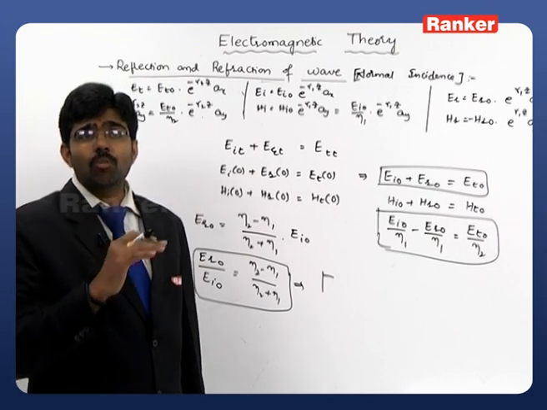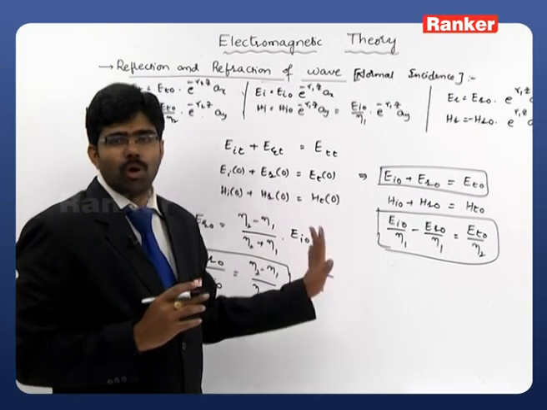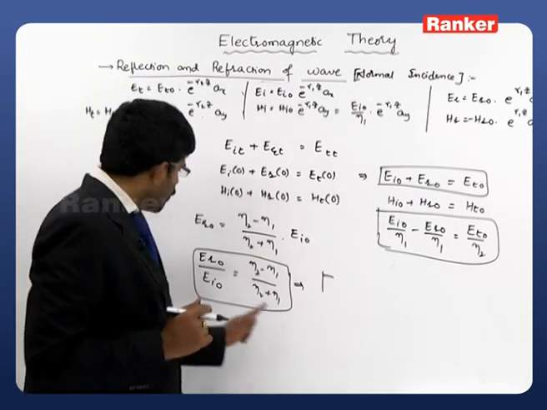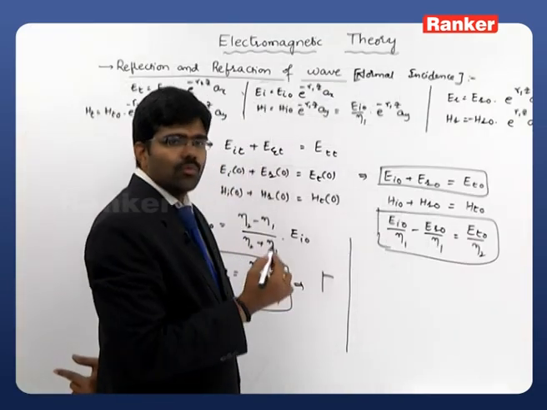This describes how much of the energy or electric field is reflected when it hits the boundary. In a similar way, if we solve the equations and eliminate this ER naught, we will get one more equation.